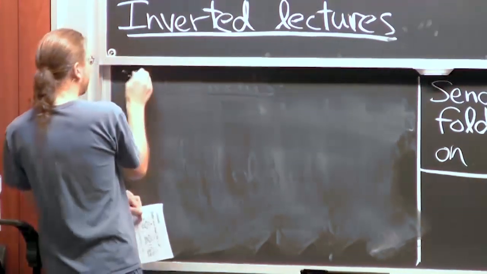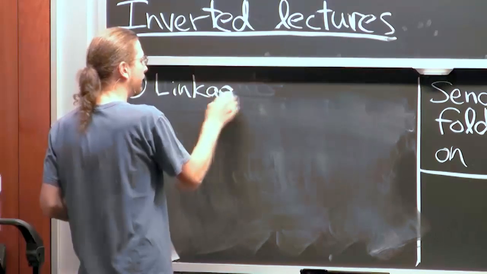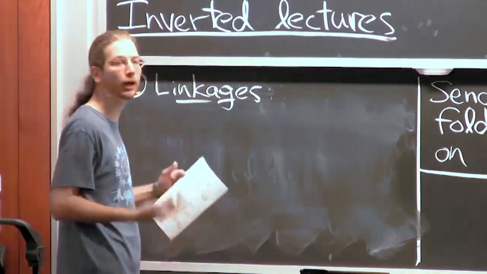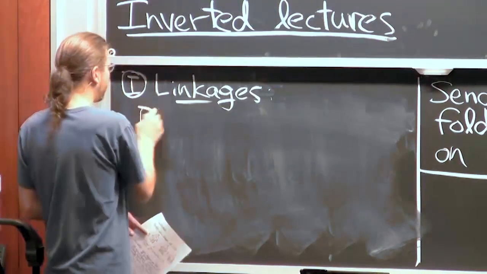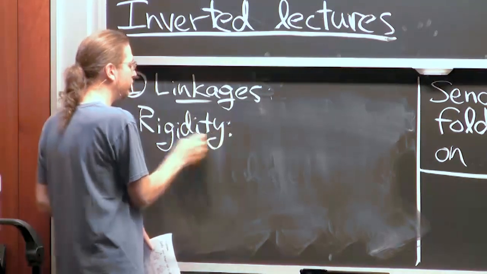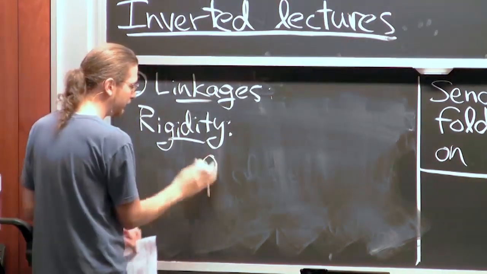So first up is linkages. And of course, there's lots of results in each of these fields. I'm just going to show you a couple in each. And the first question you are typically interested in about a linkage is: is it rigid? Does it move at all? Let me give you some examples of this.